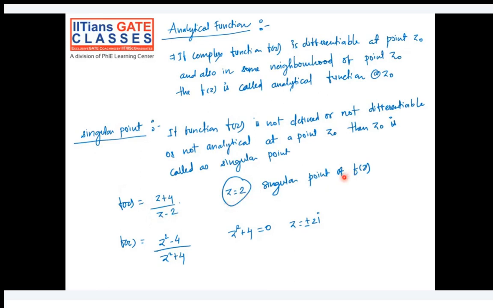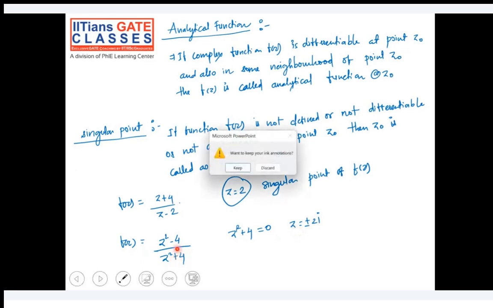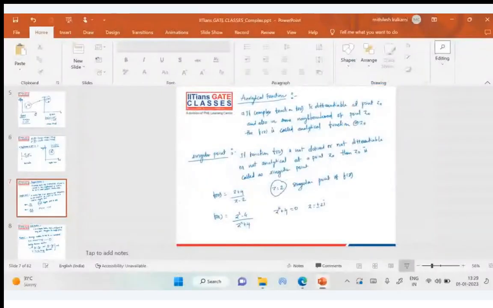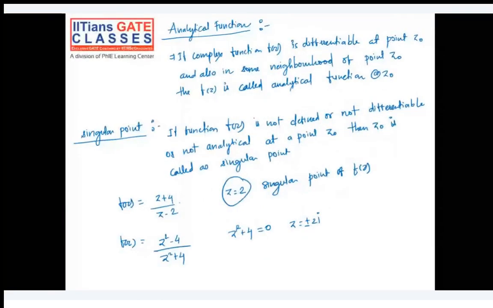Similarly, if you look at the second function f of z, which is equal to z square minus 4 divided by z square plus 4, here if you equate z square plus 4 equal to 0, then z equal to plus or minus 2i is a singularity. So for the value of z equal to plus 2i or minus 2i, the denominator will become 0. And if the denominator is becoming 0, the function is becoming infinite. Hence, z equal to plus or minus 2i is a singularity here.